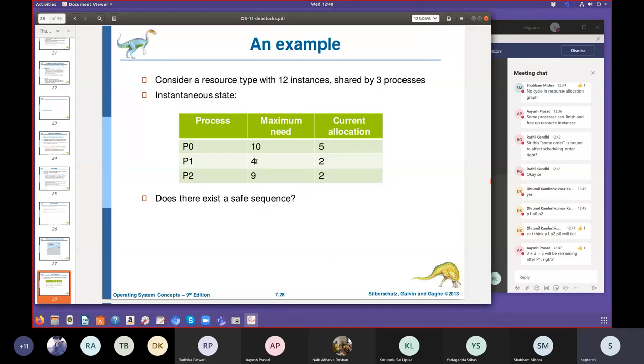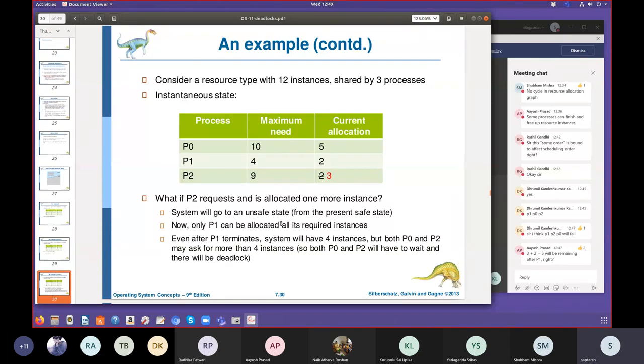Right. So after P1 completes, the number of resource instances that remain are the current 3 which are free and the 2 which are currently allocated to P1. So after P1 completes, 5 instances of the resource would be free. Those 5 can be allocated to P0, which can then finish, and finally P2 can finish. So there exists a safe sequence P1, P0, P2. Okay. So good.